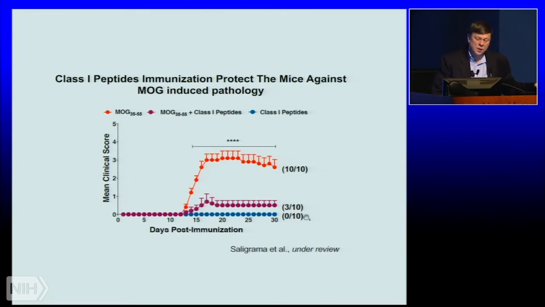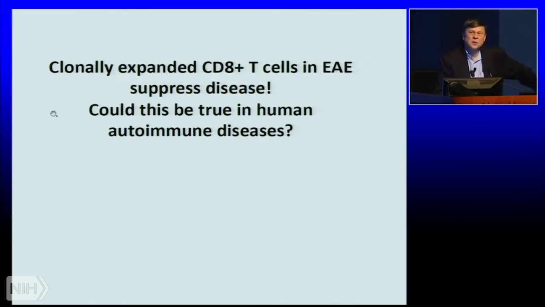But in fact, what happened was that we cured the disease, and 7 of 10 mice had no disease whatsoever, and 3 of the 10 had a very mild form. This is the clinical score here, and if you just do the regular thing, you get 10 out of 10 mice that have a pretty severe clinical disease. But this is what happens when we put in these CD8 peptides. So that's something. Really what it says is that we're seeing something very different than what we see in an infectious disease response, which is that the clonally expanded CD8 T cells in this mouse model actually suppress the disease. And could this be true in human autoimmune diseases? And if it is, then finding the ligands for those CD8 cells in autoimmune disease might be a drug.